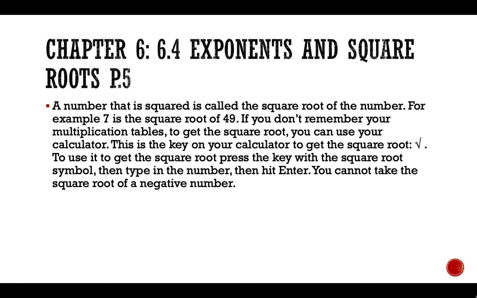A number that is squared is called the square root of a number. For example, 7 is the square root of 49. If you don't remember your multiplication tables, to get the square root, you can use your calculator. The square root key is on your calculator and it looks like a division sign. To use it, press the key with the square root symbol, then type in the number, then hit enter. You cannot take the square root of a negative number.